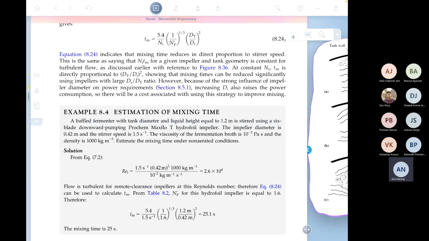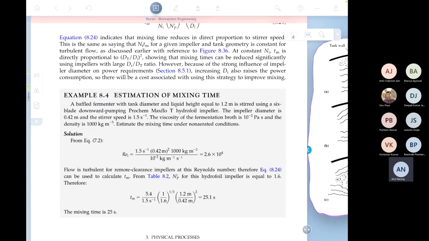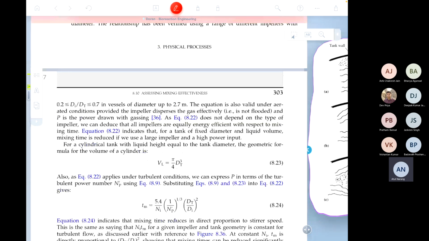Estimate the mixing time. In this problem, you're given everything that is required to estimate the Reynolds number. This is N sub I, this is D sub I squared, and this is rho, and this is mu. So calculate the Reynolds number. Once you know the Reynolds number, you can either go to this equation.